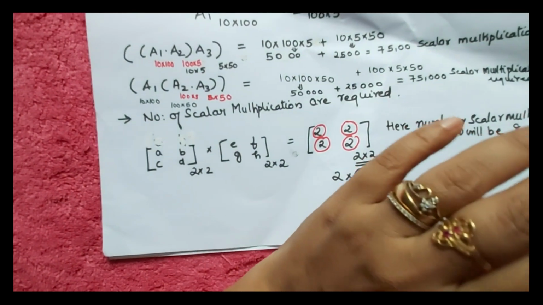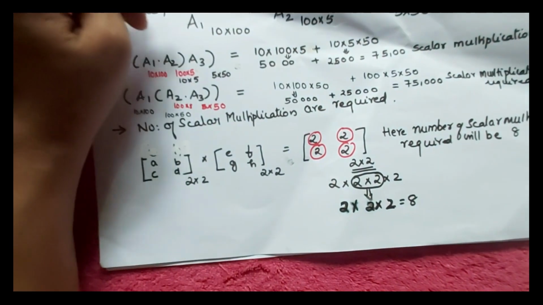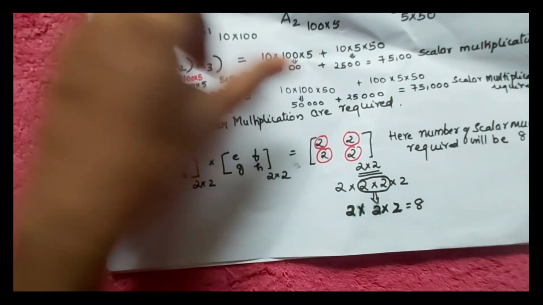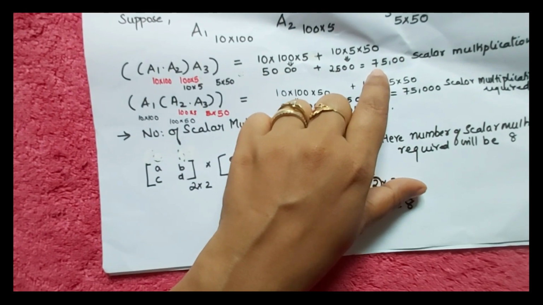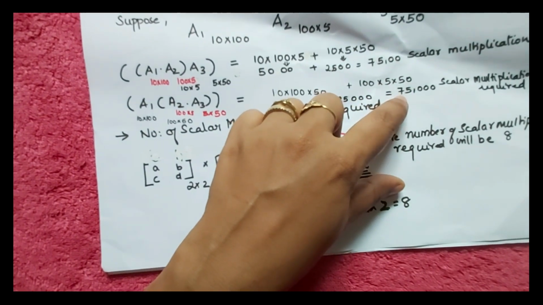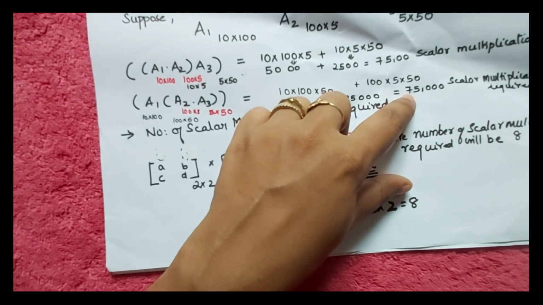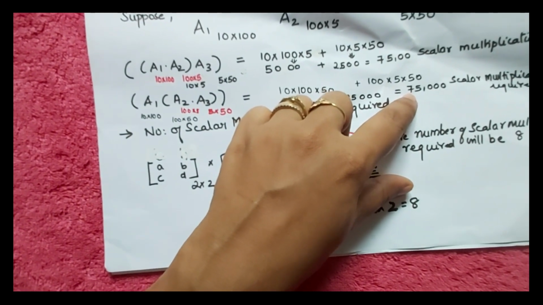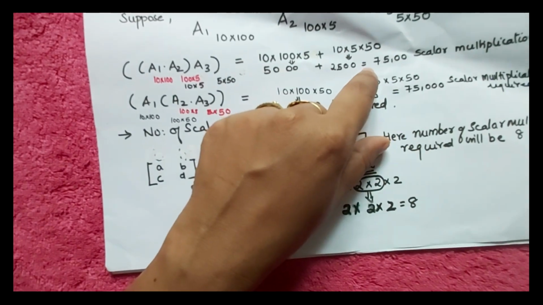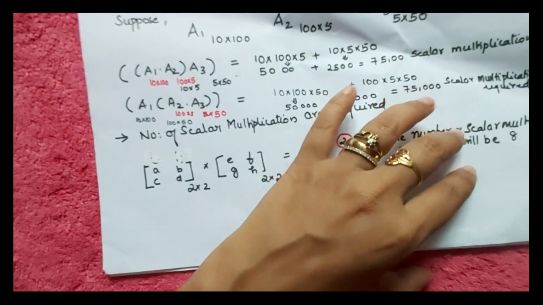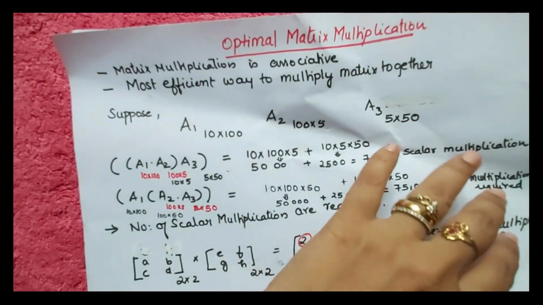So which one is better now, this one or this one? This takes only 7,500 scalar multiplications, and this one takes 75,000. We know that multiplication requires more time, so which one will you take? You'll take the first one. This is how optimal matrix multiplication works.